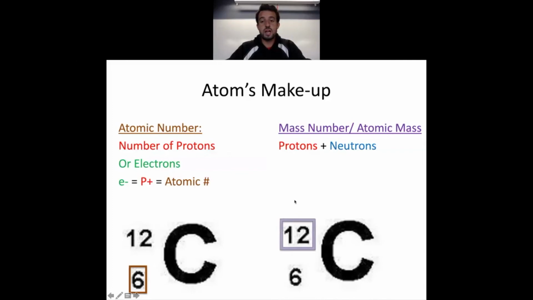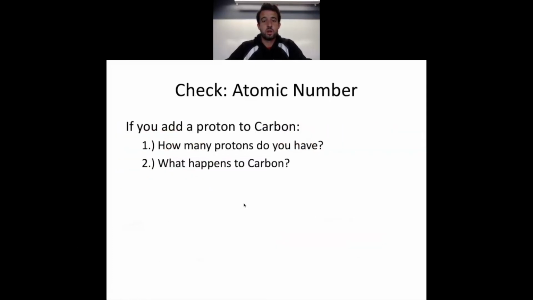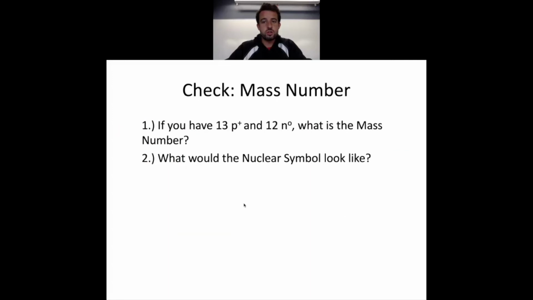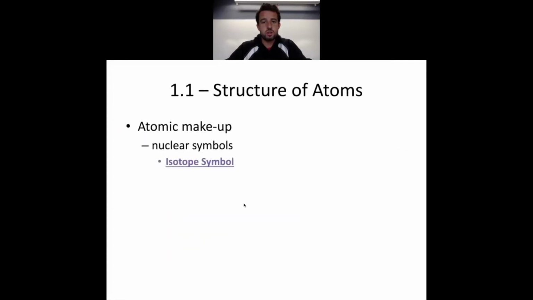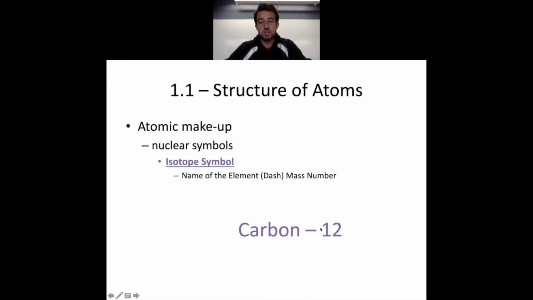Mass number is the one up top. That's protons plus neutrons. I hope you noticed that I tried to color code these as well. So hopefully that makes it a little more visual. We already talked about this. It turned into nitrogen. The one thing we didn't talk about is isotope symbol. So here's what an isotope symbol looks like. You write down the name of the element, then you put a dash, then you write down the mass number. So my definition for isotope symbol is name of the element dash mass number. That's what it looks like, and here's an example. Carbon dash 12. Remember, the mass number would be the one on top of the nuclear symbol.